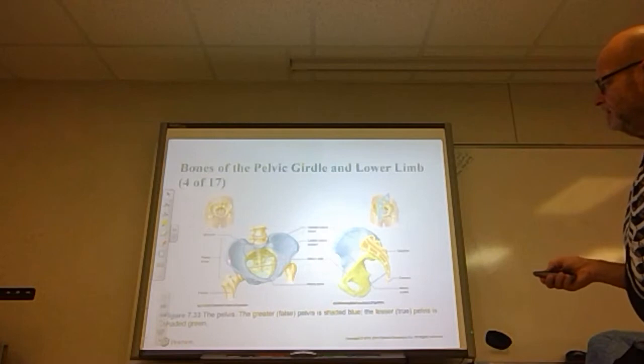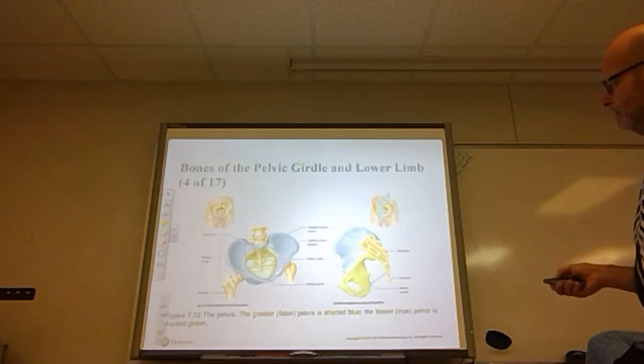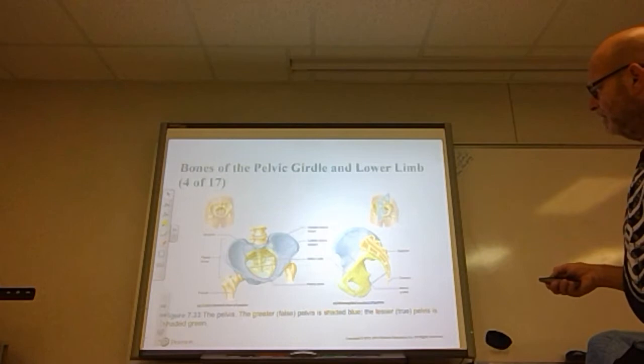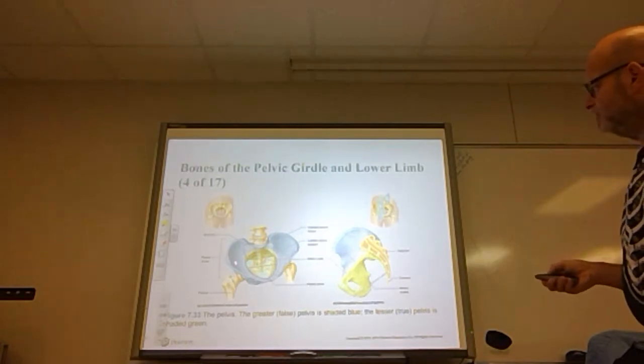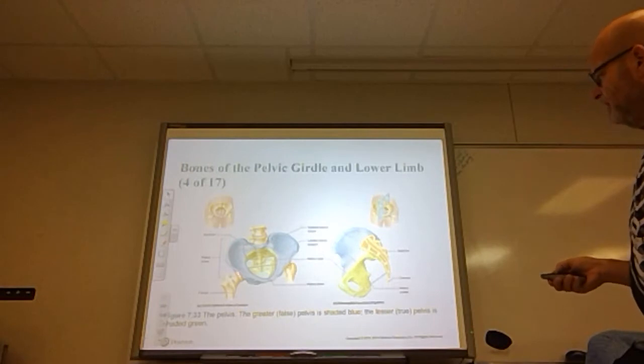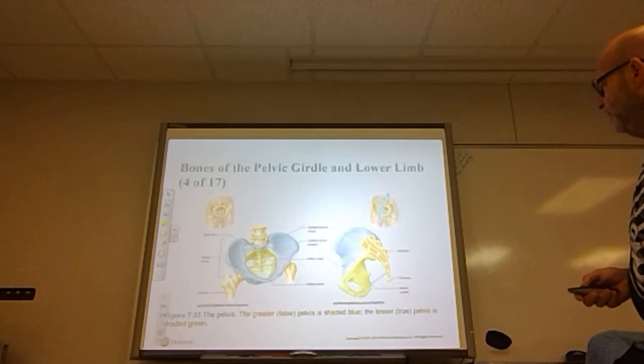So here is the sacrum, the two coxal bones. Here's the pelvic brim. The pelvic inlet is here. The lesser pelvis is back here. The greater pelvis is up in this vicinity, this area here. There's the femur, which articulates here in the pelvic bone to form the hip.